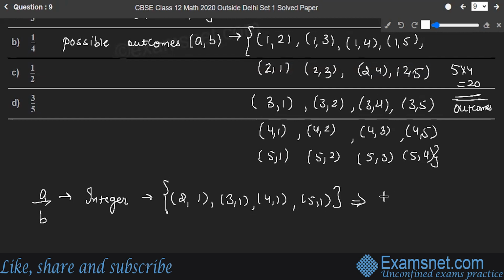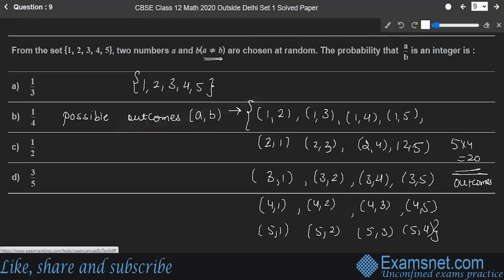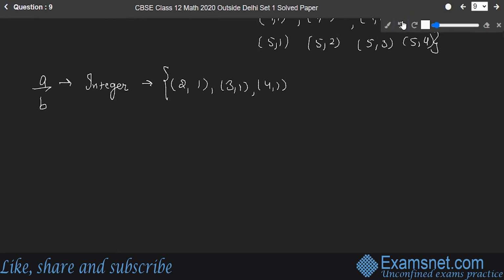So how many outcomes are there in total? There are, wait, there is one more. Yeah, after 4, 1, there is 4, 2 also, and 5, 1. So we have 5 outcomes for this, the favorable outcomes, you can say.